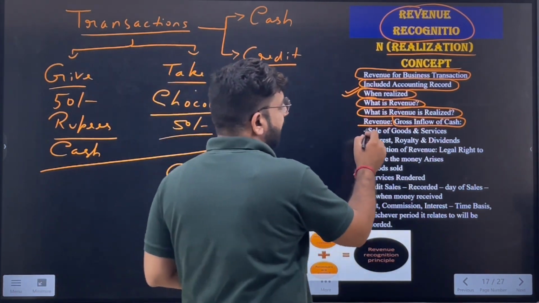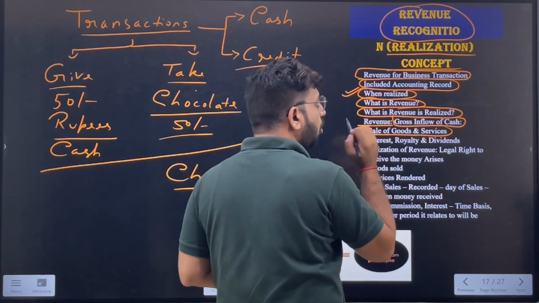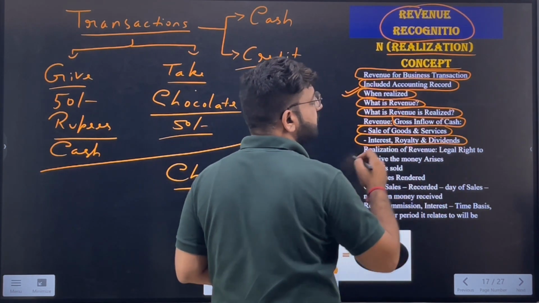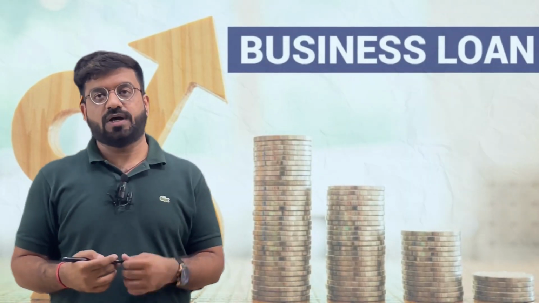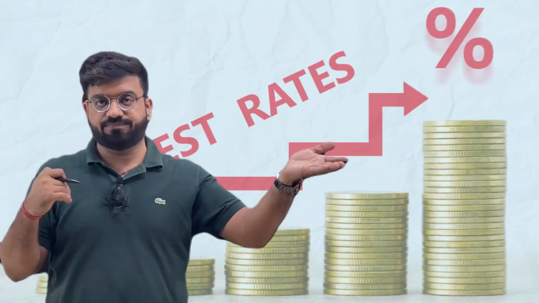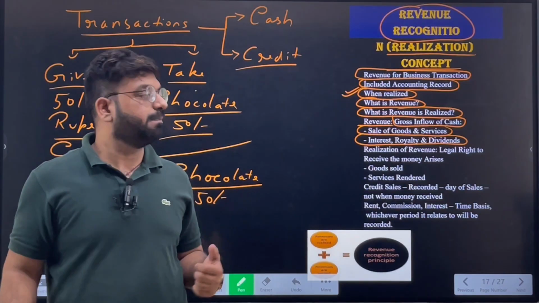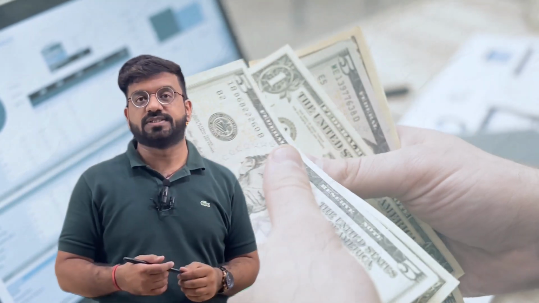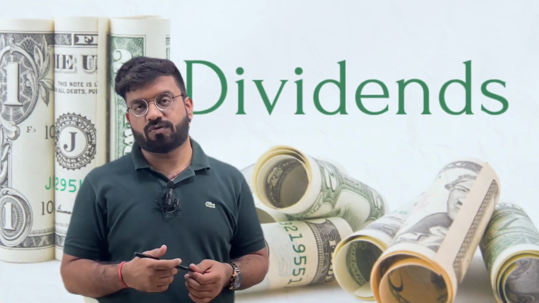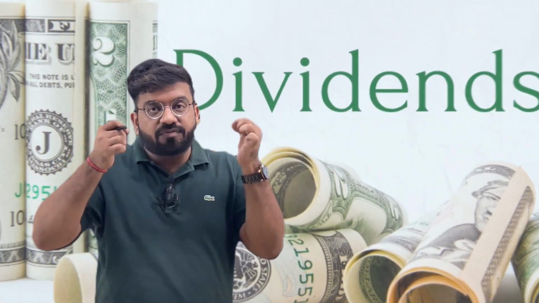Now, it can be due to the sale of goods and services, or else I can get interest, royalty, and dividends as well. For example, if I have given a loan to someone, I will receive the interest. If someone is using my technology or my idea, he will pay me the royalty. If I have invested some amount in different businesses' shares, they will give me the dividends out of that. So once I have received the cash, I have made the revenue. Simple. Once I have received the cash, that is my revenue in simple words.